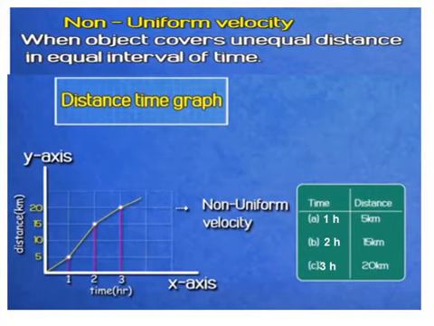Therefore, the body is completing unequal distance in equal intervals of time. So, as per the definition, this is non-uniform velocity. So, for a non-uniform velocity, the graph will not be a straight line and it will be broken lines, and this you have to bear in mind.